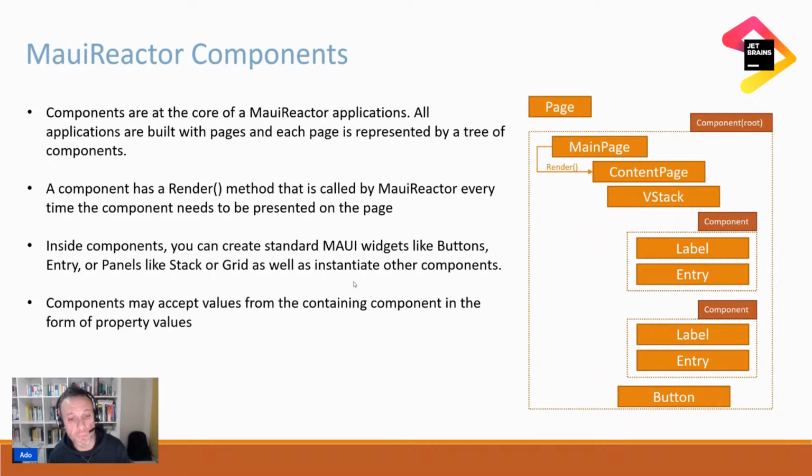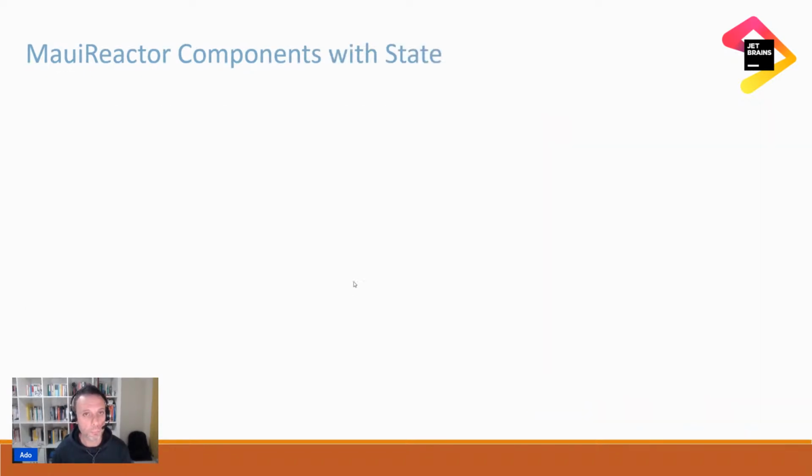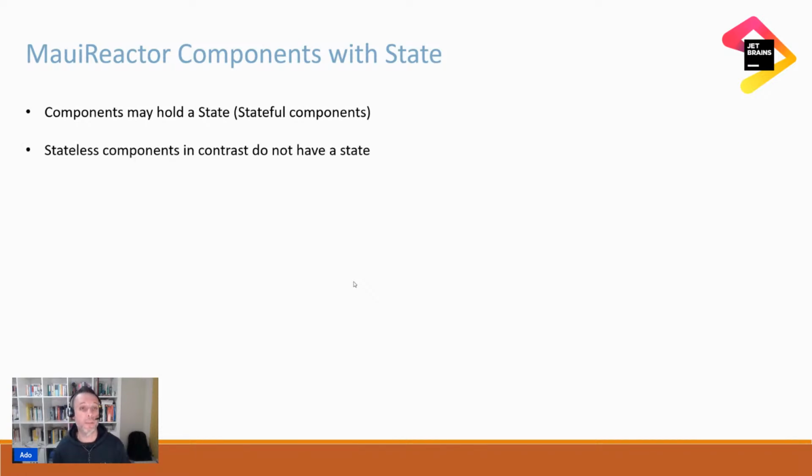Components may accept values from the containing component in the form of property values. Property values in some frameworks like Flutter or React are also called props. So let's see the differences between components with state and without state. Components may hold state and are so-called stateful components. Components without state are called stateless components, and in contrast, do not have state.